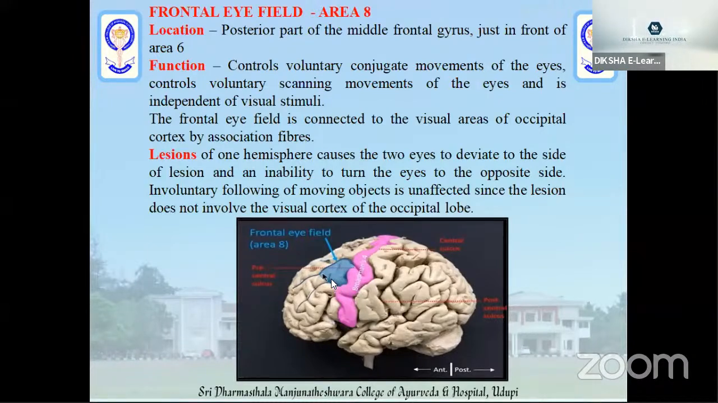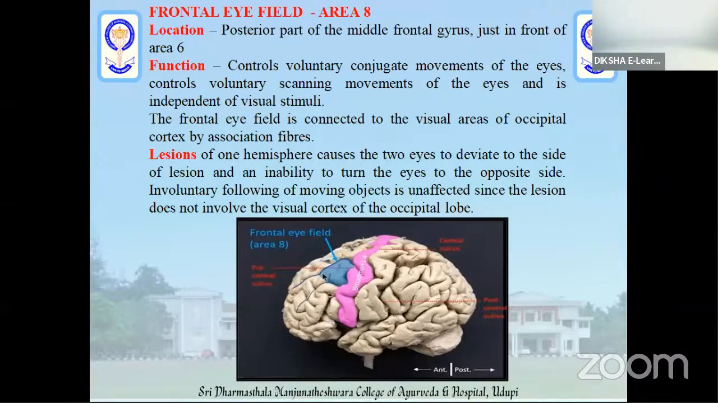Now, its function: it controls the voluntary conjugate movements of the eyes. When we look at an object on the medial side or lateral side, voluntary conjugate movements of the eyes occur. That voluntary scanning movement of the eyes is done by this, and it is independent of visual stimuli. The frontal eye field is connected to the visual areas of the occipital cortex by association fibers. There is an association fiber called the superior longitudinal fasciculus, located between the occipital cortex and the frontal eye field.